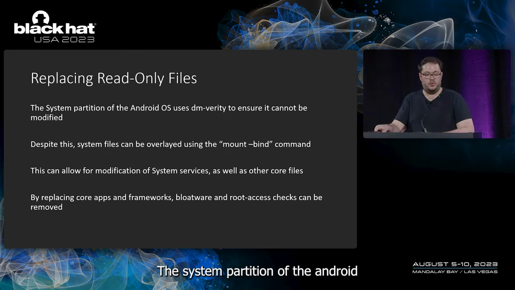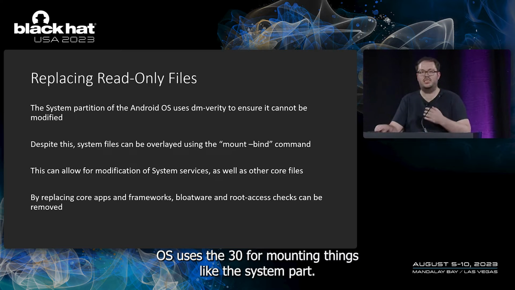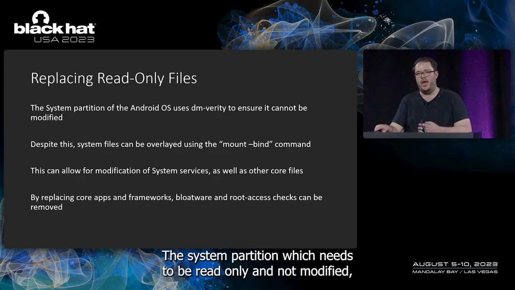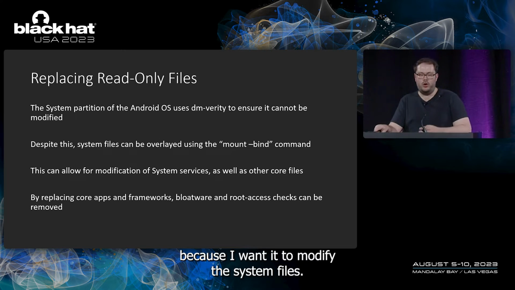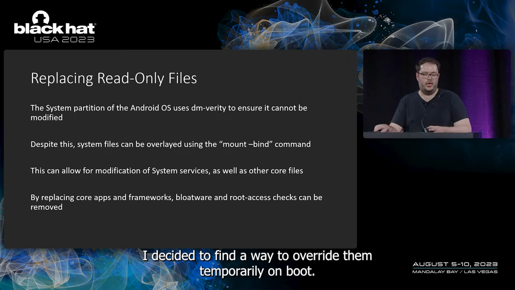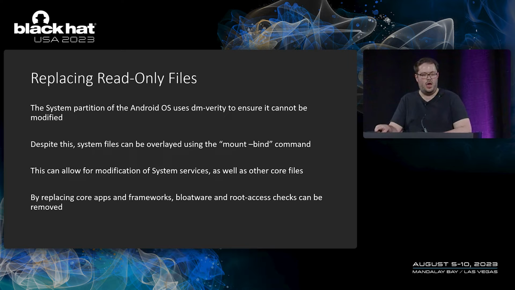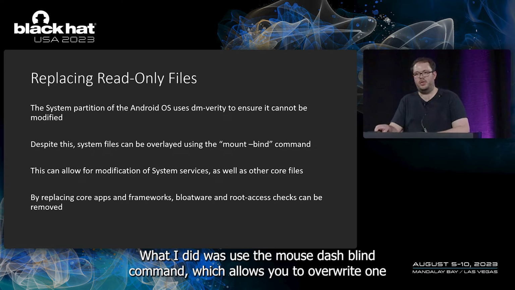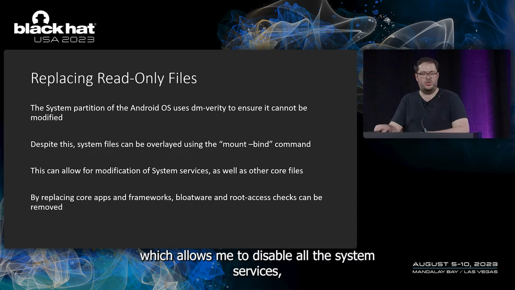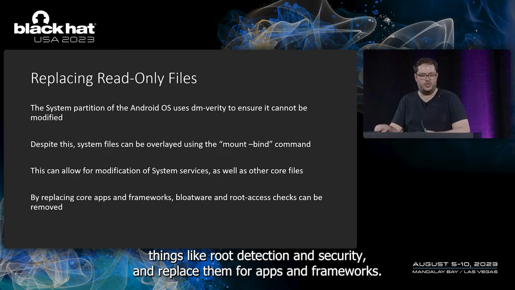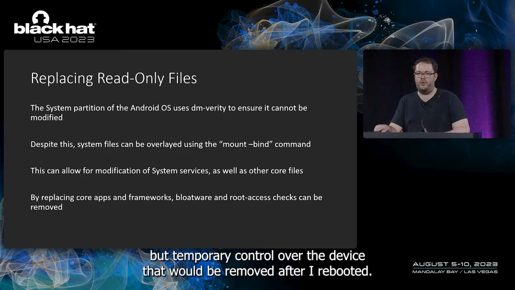The system partition of the Android OS uses dm-verity for mounting things like the system partition, which needs to be read-only and not modified, but is also still an ext4 file system. Because I wanted to modify the system files, I decided to find a way to override them temporarily on boot. What I did was use the mount --bind command, which allows you to override one file with another, essentially temporarily, which allowed me to disable all the system services, things like root detection and security, and replace some core apps and frameworks, so I had really granular but temporary control over the device that would be removed after I rebooted.